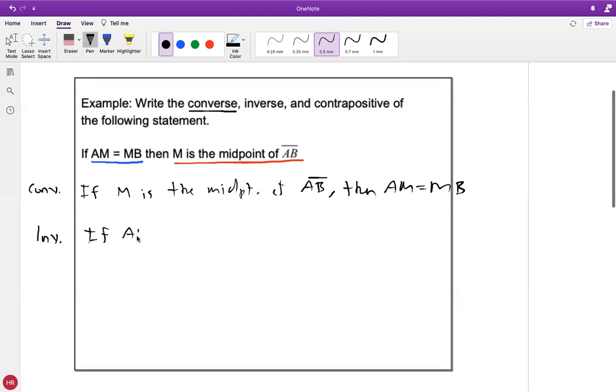So if AM is not equal to MB, this is now the negation of this. It's the opposite. This said it was equal. I said it's not equal. And now I need to negate the second one too. Then M is not the midpoint of AB. So let me just scroll back for a minute and check that.